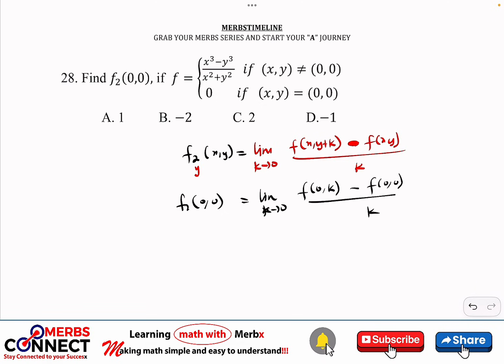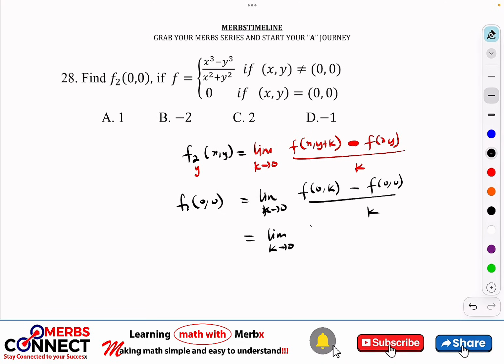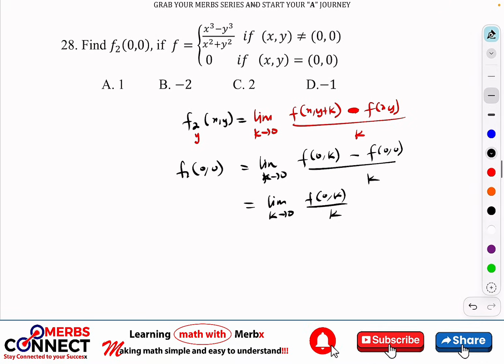But f of 0, 0 here is equal to 0. So the function will reduce to the limit as k is approaching 0 of f of 0, k divided by k. So we just need f of 0, k.